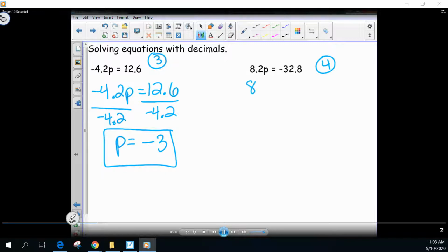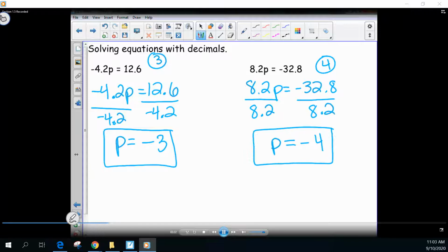I have 8.2p equals negative 32.8. So the 8.2 and p are right next to each other. That means multiply. So I have to do the inverse of that, which is divide. So I need to divide both sides by 8.2. So p equals, then I have negative 32.8 divided by 8.2 will be negative 4. So p equals negative 4.